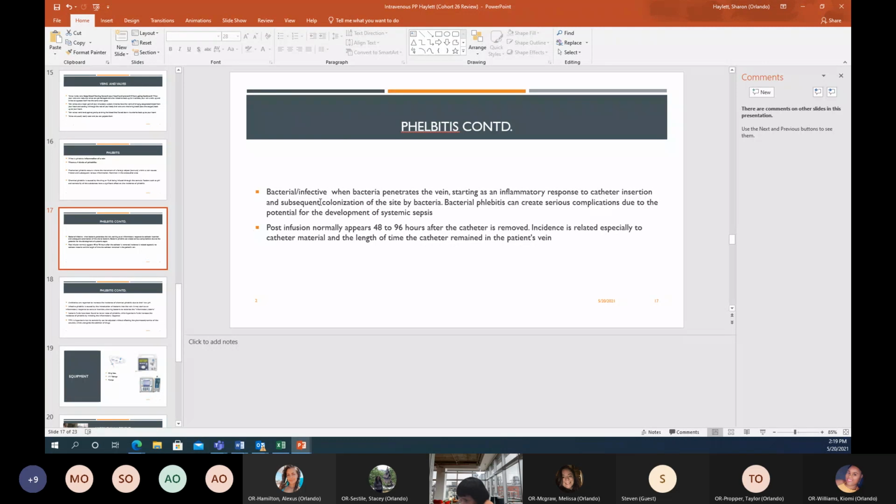Then you have bacteria, or the infective one. When bacteria penetrate the vein, especially when you don't clean the site properly, that will happen, and it can cause the patient to have systemic sepsis. And then the post-infusion type usually comes 48 to 96 hours after you remove the catheter. Sometimes you'll see a little redness at first, but after that it gets real bad. So it's important for you to know that.